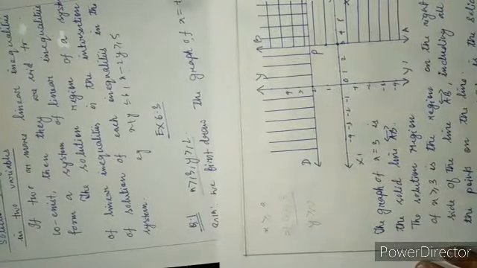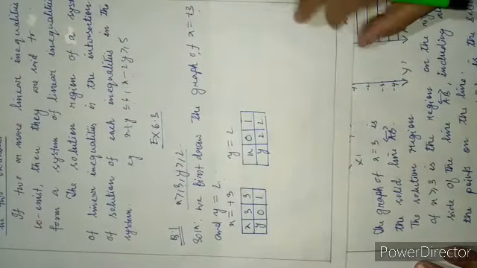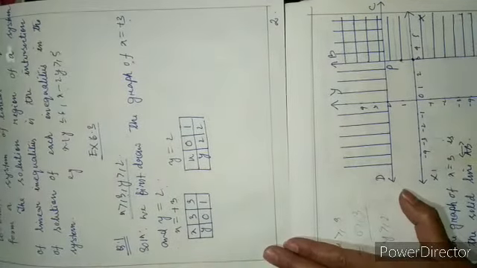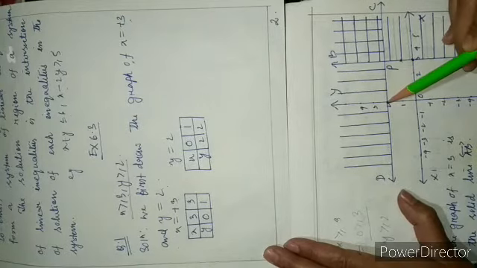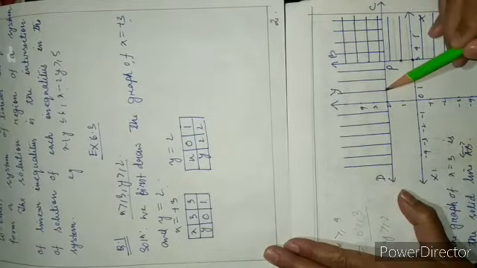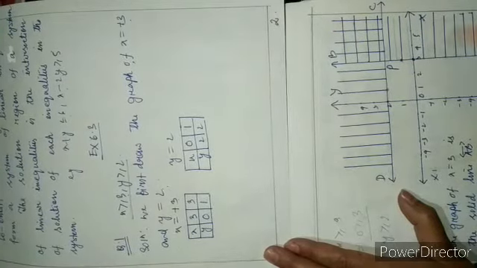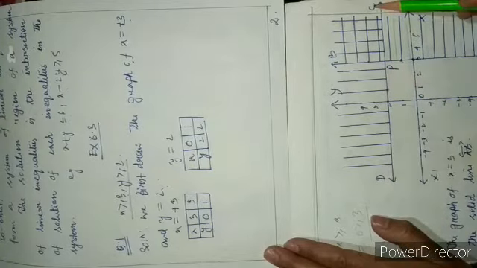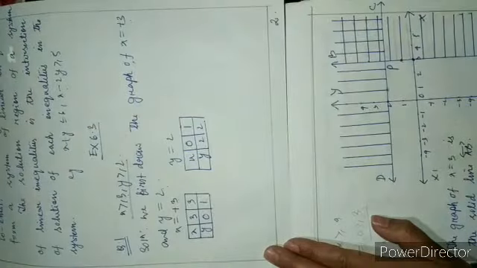Then draw the graph of the second equation, y is equal to 2. We plot it on the same graph. When x is 0, y is 2. When x is 1, y is again 2. So we get two points. By joining these two points, we get a straight line CD. This straight line CD should be solid since the given inequality is a slack inequality.